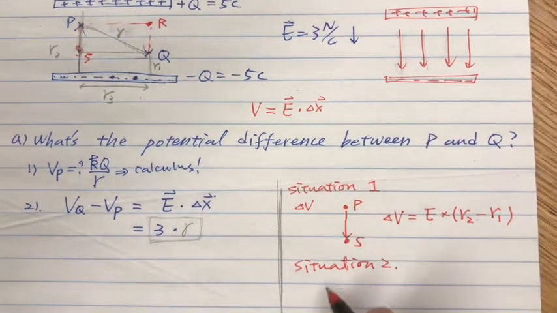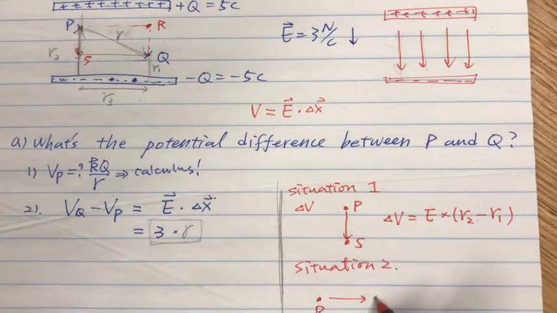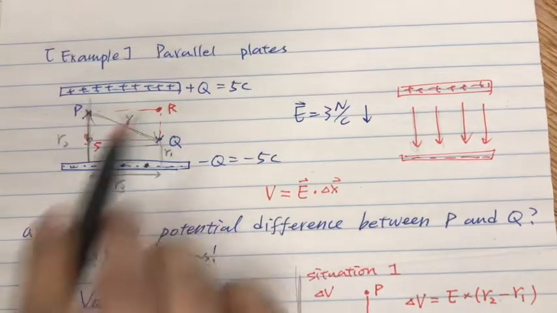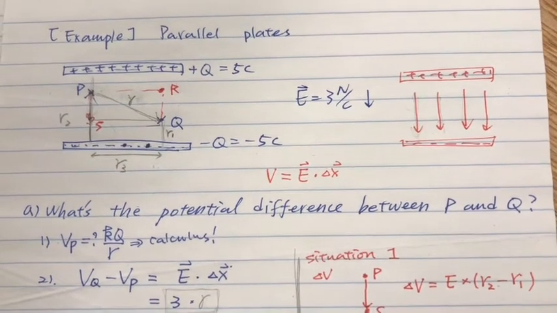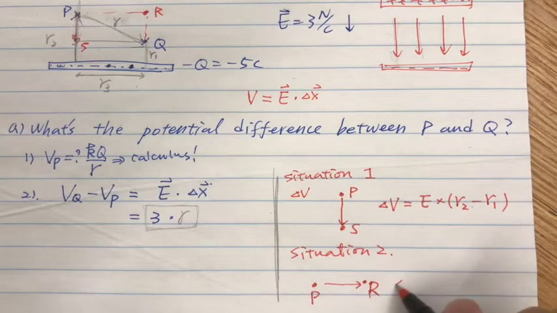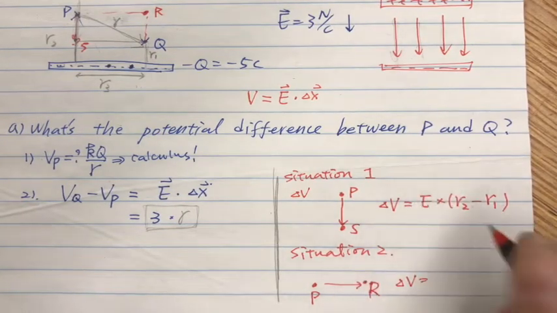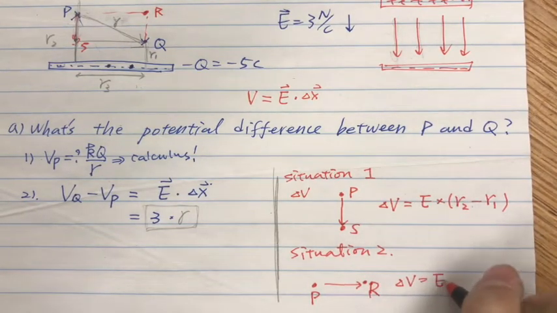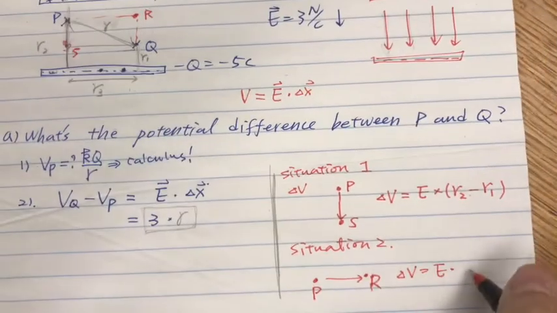So in situation 2, if I want to push P to R, what happened? If I want to push P to R, now this is a little bit weird. Because if we want to follow this rule and think about our potential difference, it is E times the distance between them, which is R3.